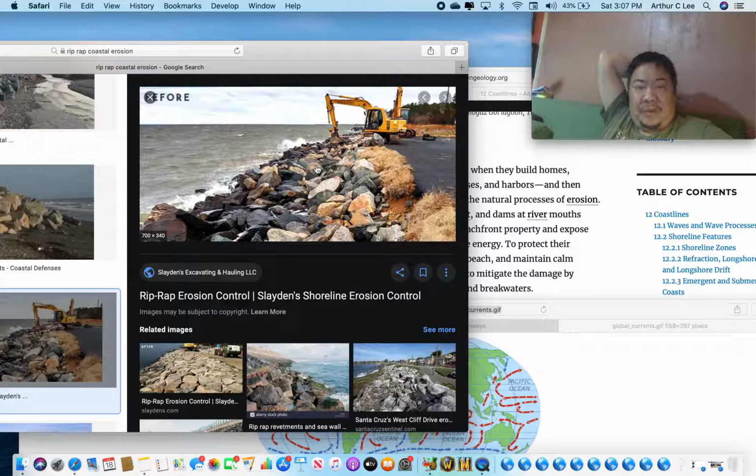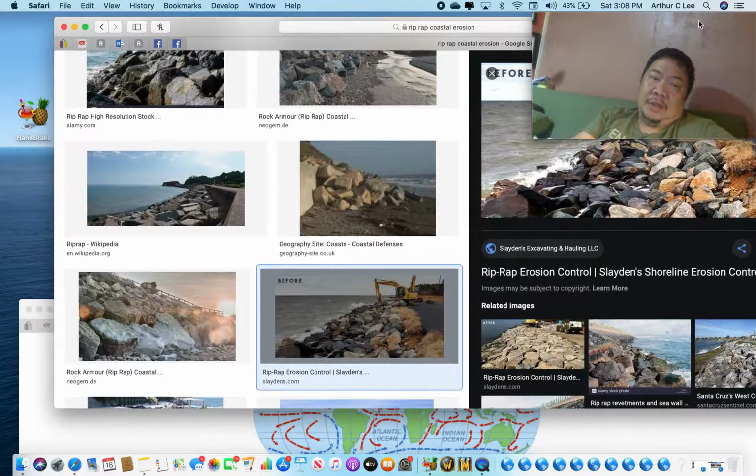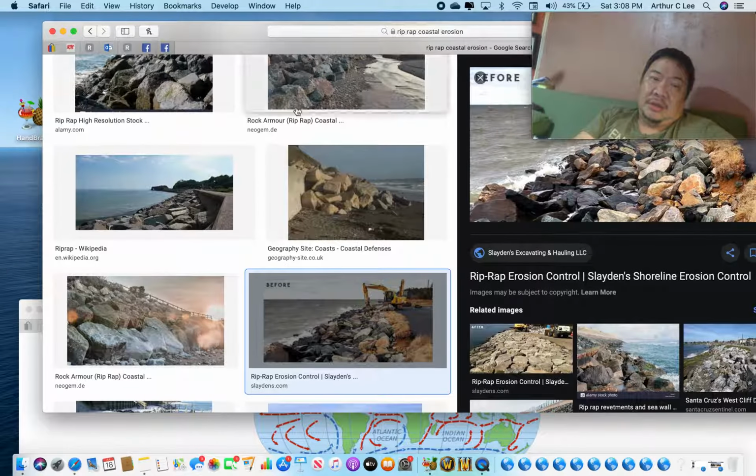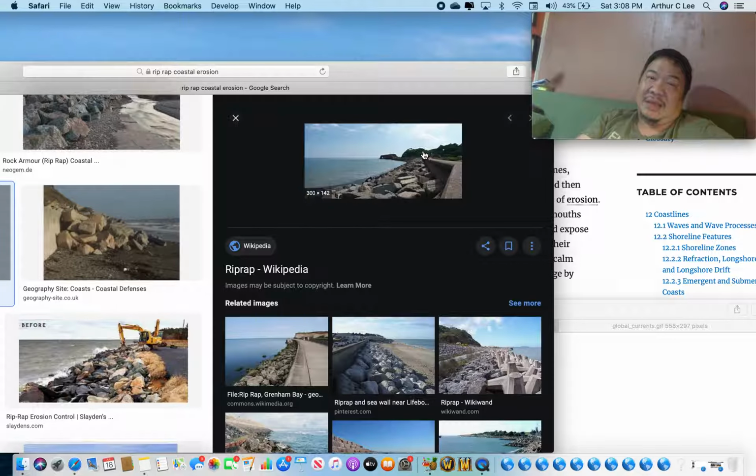Riprap is more natural looking, but at the same time there's still wave refraction going on, so the waves are still going to be reflected to some degree. And you can see in this case, they lost their beach. If you live near the ocean, you want to have a natural look. You don't want to have something like that. That's not attractive. A seawall and riprap.